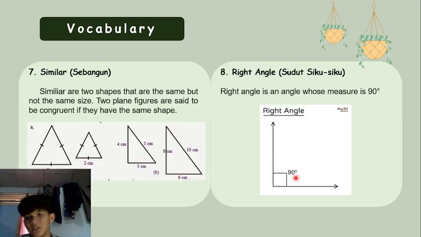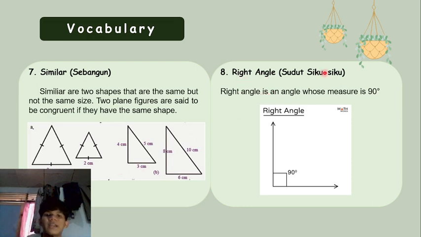Next one is similar, or we also call sebangun. Similar are two shapes that are the same but not the same size. Two plane figures are said to be congruent if they have the same shape. For example, you can see this illustration.